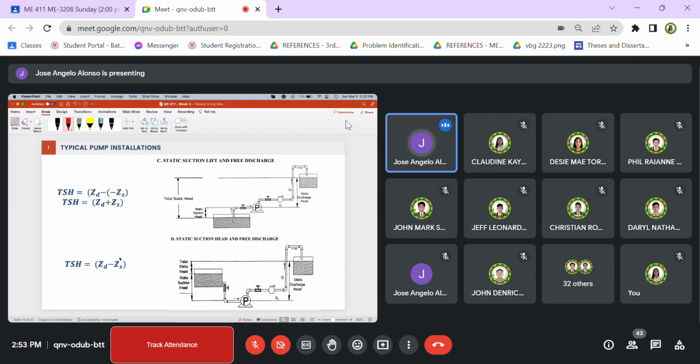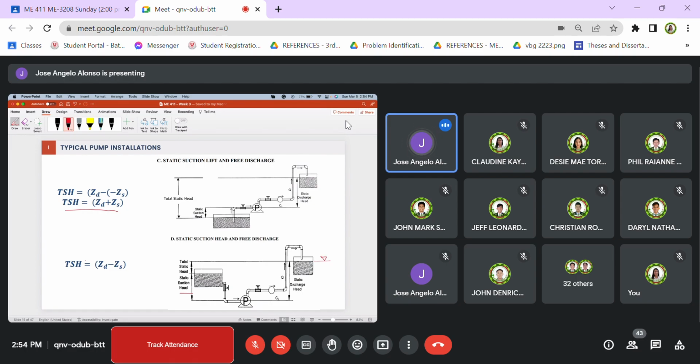So there will be 3 more types of typical pump installation. Pero basically, pares lang din naman sila ng principle. So anything na above will be positive. Anything below will be negative. So for this case, it will be C sub D plus C sub S. And ang ating maging reference line dito will be the elevation ng fluids.